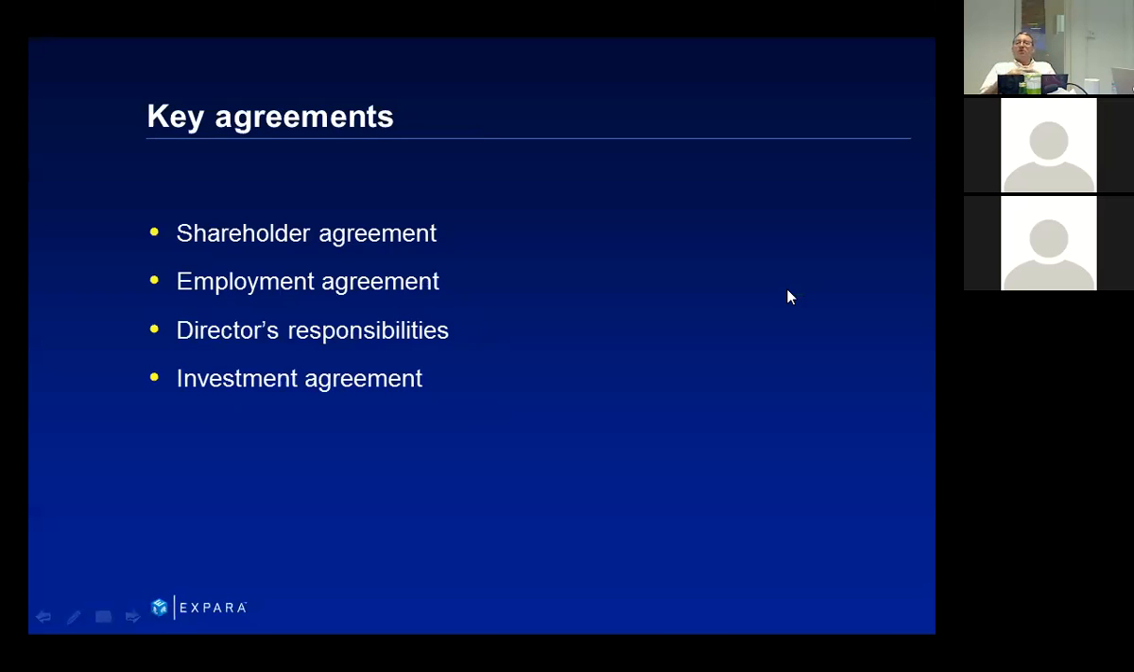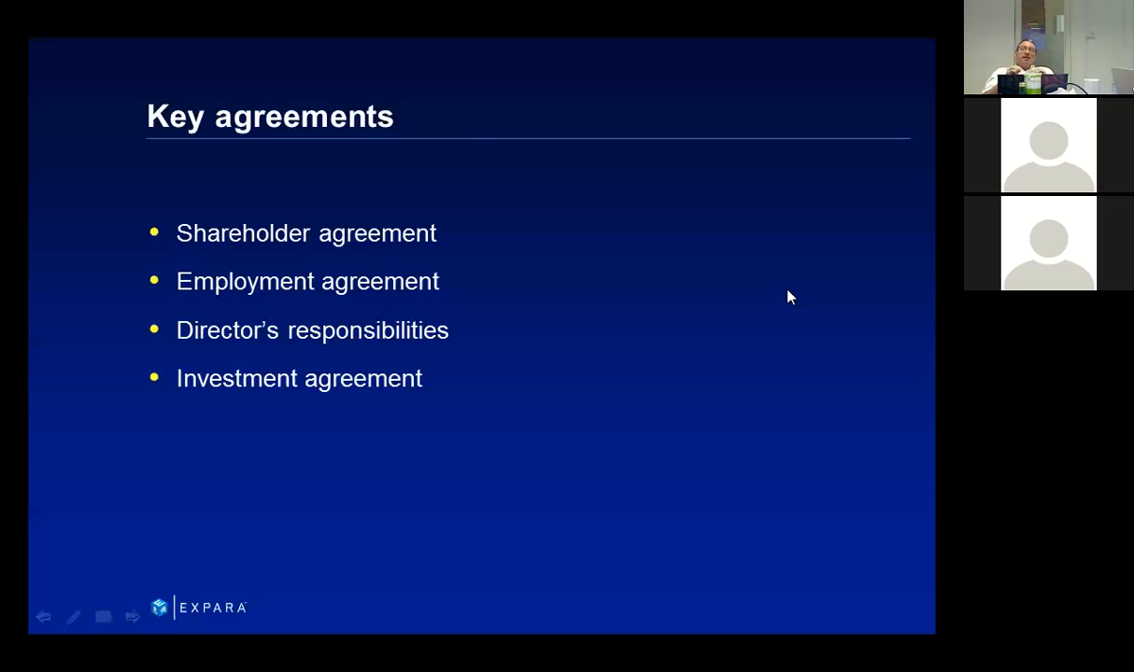Okay, so that's our form of incorporation. Now I want to look at our key agreements. So what are the agreements that we're going to need for our company? Now, the first thing we should have is a shareholder agreement. So the shareholder agreement sets out the rights and responsibilities of the shareholders in the company. And at the beginning, this will be an agreement among just the founders, because they'll be the initial shareholders.